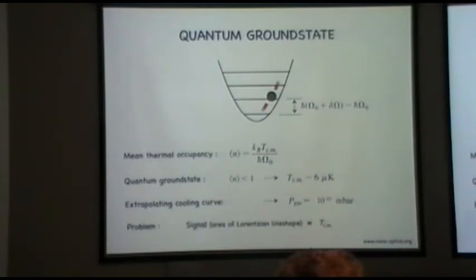The problem is that the signal goes down too. The signal that we measure scales with the temperature. So if you integrate over the Lorentzian function, then the result is the temperature. As we go down with the temperature, the signal that we have available scales down in the same way. So at one point it will disappear in the noise, and our feedback loop will not work. So that precludes us from getting into the quantum ground state.